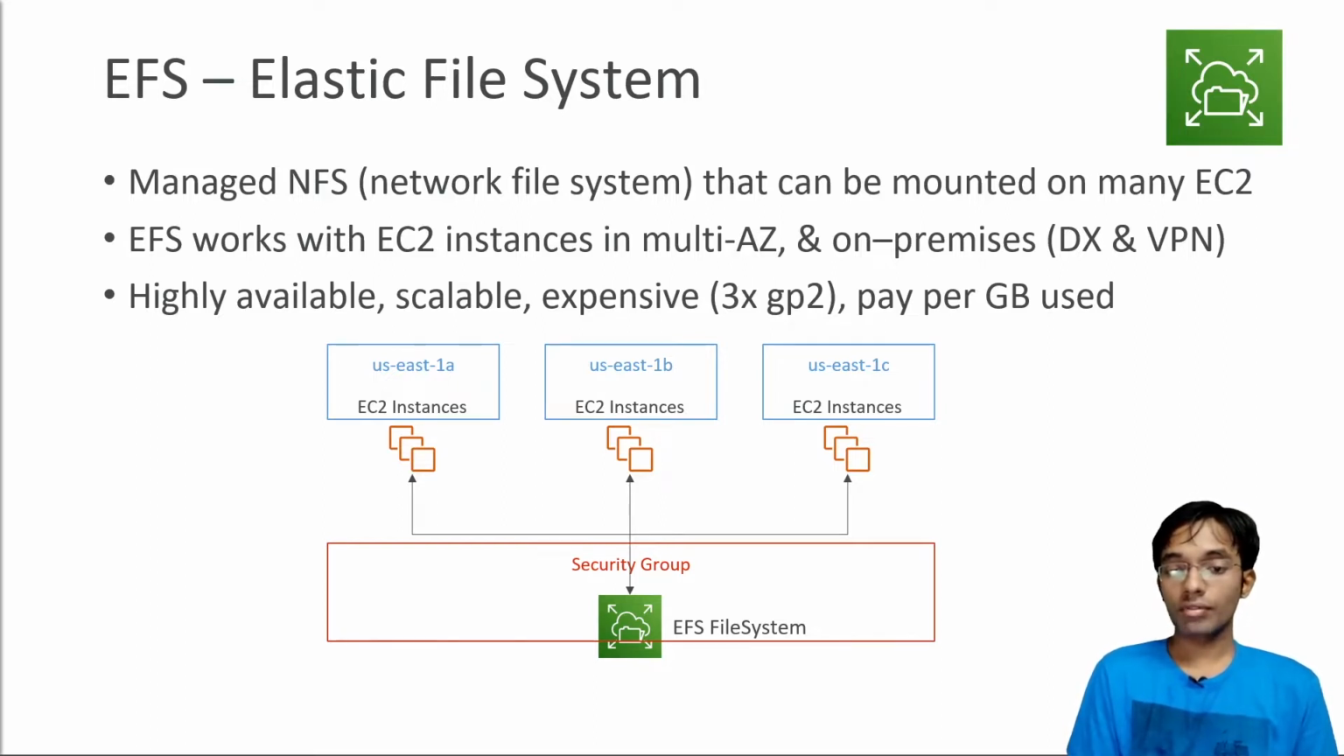So your EFS file system will be living on AWS, and you will have a security group attached to it, and your EC2 instances, for example across 3 different availability zones, if you set up the security groups correctly, can mount and access your EFS file system in any EC2 instance.